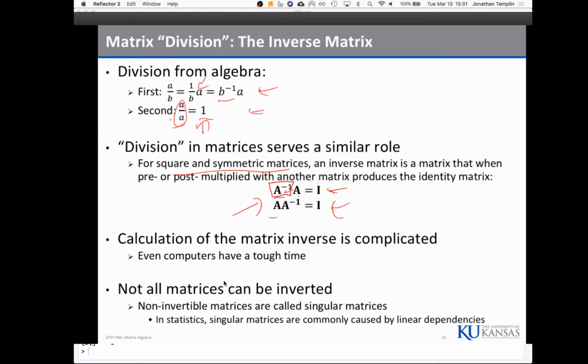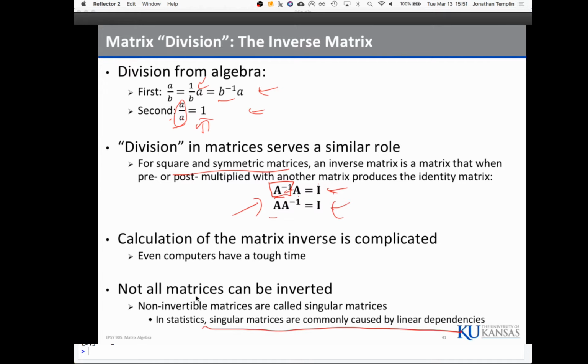The other thing I'll note is that not all matrices can be inverted, right? Matrices that cannot be inverted are sometimes called singular matrices. Seems really weird. If the matrix does not have an inverse, it's said to be singular. And when we see these singular matrices, it's oftentimes because of linear dependencies, like multicollinearity, an extreme form of it, real linear dependence in our data, that would be part of that.